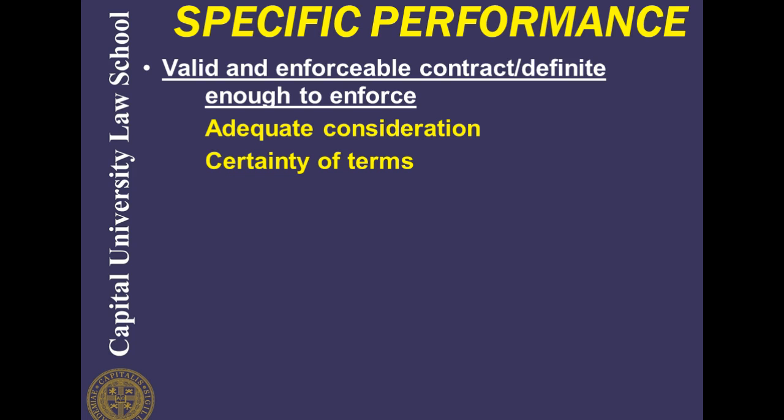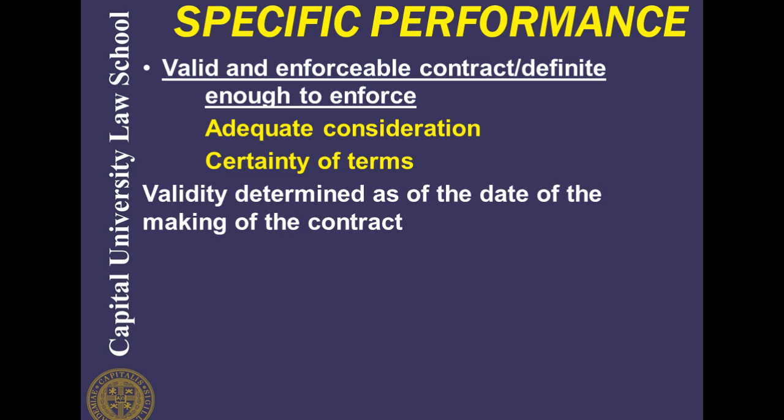Second, there must be a valid enforceable contract, definite enough to enforce. They're going to look at adequate consideration, they're going to look at certainty of terms, they're going to look at all of the aspects of contract law to determine if there is a valid and enforceable contract. And the validity of the contract is determined as of the date of making the contract, not later and not before the contract has been entered into, but only the date at which it was made. Was it on that date valid and enforceable?